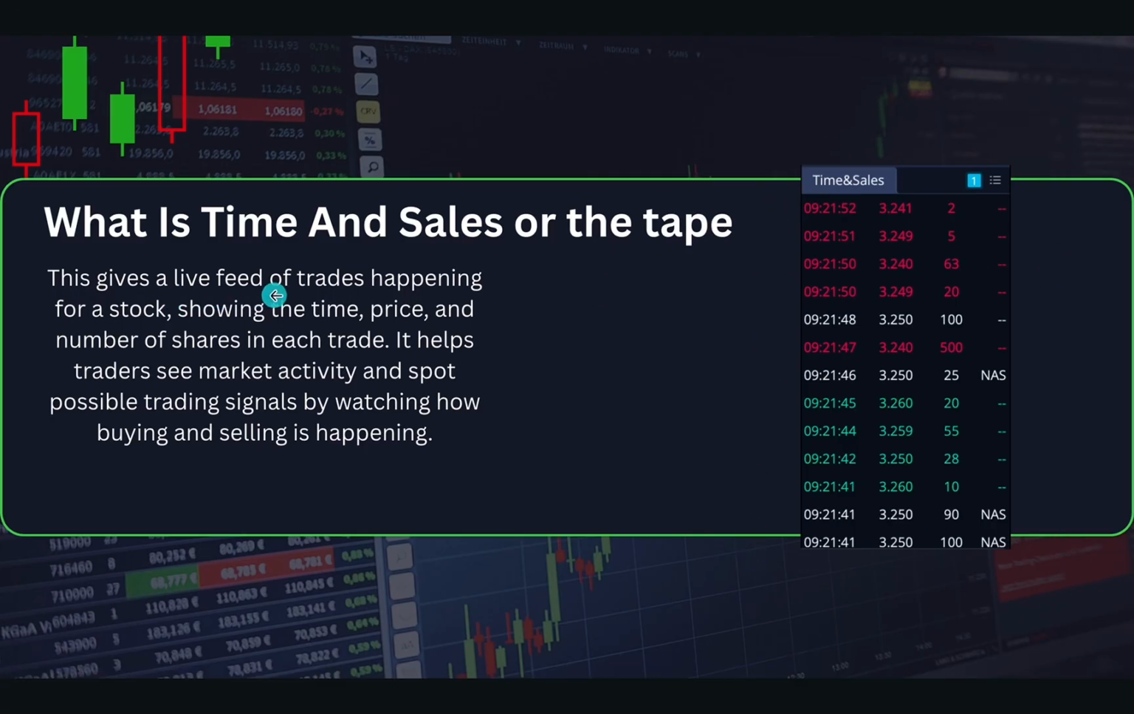This gives a live feedback of trades happening for stocks, showing the time, price, and the number of shares in each trade. It helps traders see market activity and spot possible trading signals by watching how buying and selling is happening. So if you see a lot of red, that means there's a lot of selling going on. If you see a lot of green, that means there's a lot of buying going on.